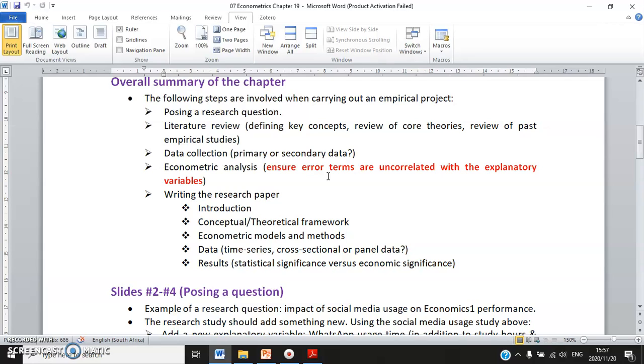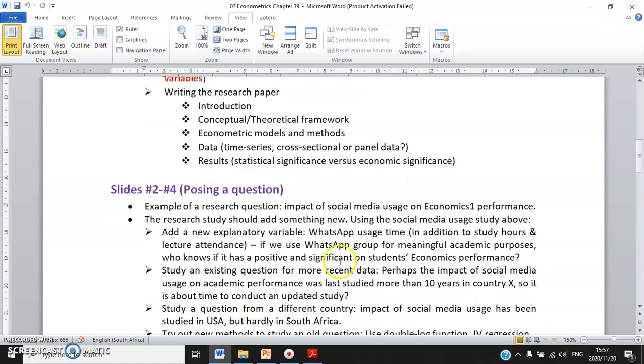In case you really find correlation between error terms and the explanatory variables, you most likely commit underfitting, meaning you most likely exclude some relevant explanatory variables. Okay, but more on that later.